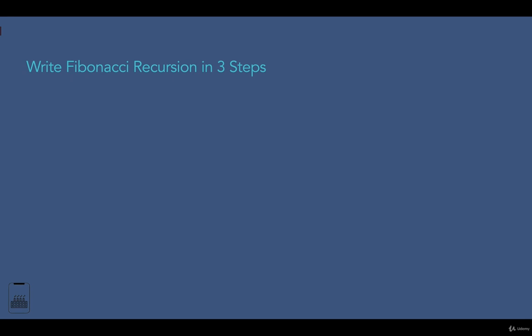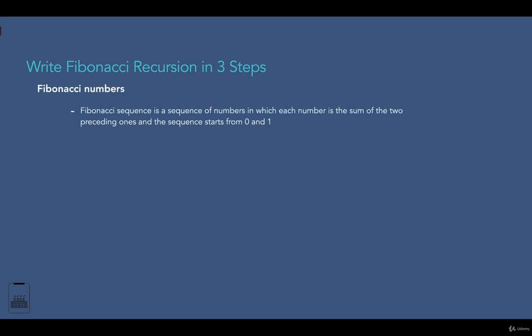So the Fibonacci sequence is a sequence of numbers in which each number is the sum of the 2 preceding ones, and the sequence starts from 0 and 1. Now let's see what Fibonacci numbers look like. As you see, it starts from 0 and 1, and this means that the first 2 elements of Fibonacci numbers are always reserved for 0 and 1.